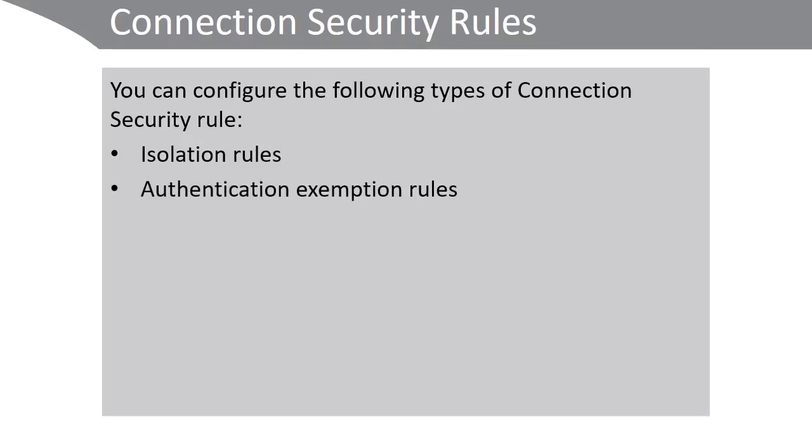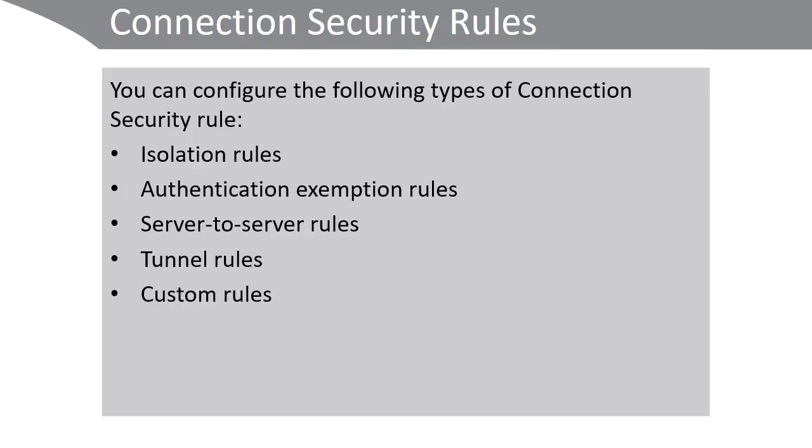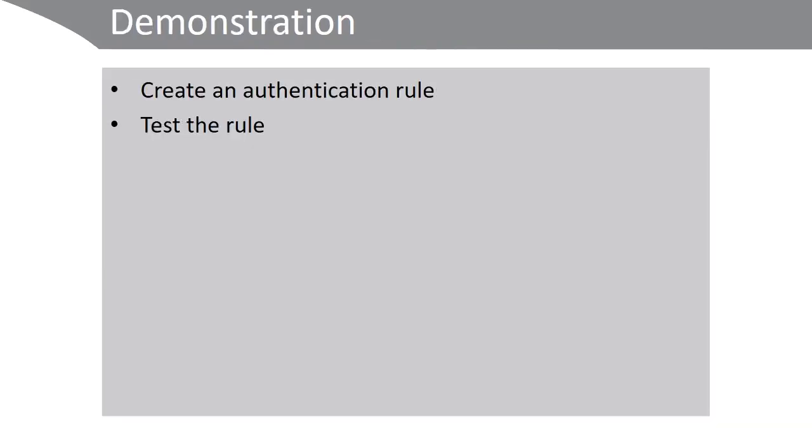Authentication exemption rules. These are exemptions to the previous isolation rule, so you could specify that some computers won't adhere to a particular security standard for whatever reason. Server-to-server rules, so communication between server A and server B, or between all computers in one location and all computers in another location, will be encrypted and authenticated along the lines of the rule. Tunnel rules between two endpoints, and then a hybrid. You've got the ability to create custom rules which might use any or all of those previous characteristics. Let's have a look at a demonstration on how to create an authentication rule, and then we'll test the rule.